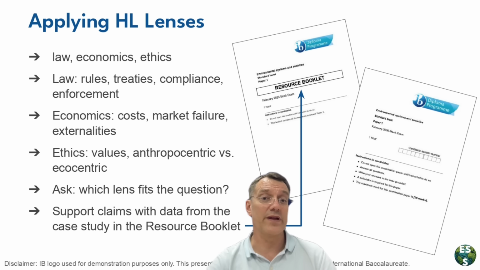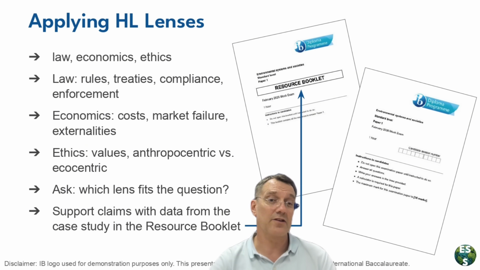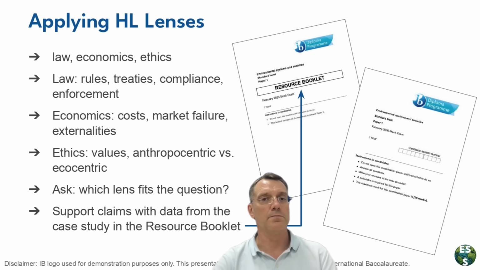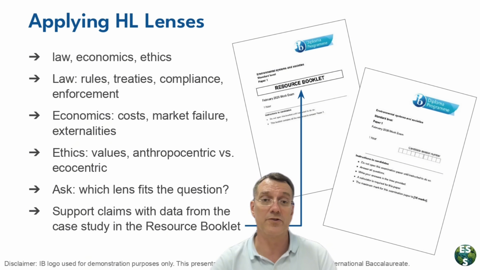HL students have studied three lenses throughout the course: environmental law, environmental economics, and environmental ethics. These lenses aren't just topics to memorize. They're ways of thinking about environmental issues that can make your paper one answers more sophisticated. So when you read a question, ask yourself, does this connect to law? That means rules, treaties, compliance, or enforcement. Or maybe it connects to economics, and that means costs, market failure, or externalities. Of course, it could also connect to ethics, and that means values or how different worldviews like anthropocentric versus ecocentric perspectives shape how people respond to different environmental problems.